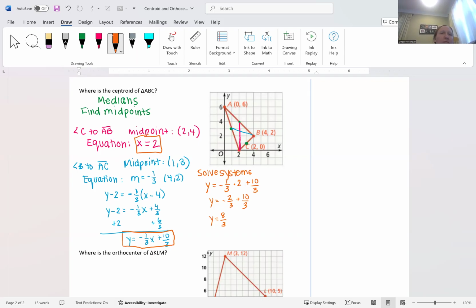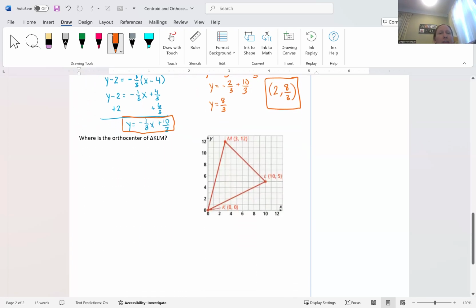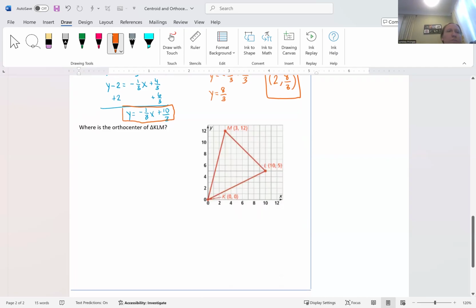So that means that our median, or sorry, our centroid, where those two medians intersect, the x was 2, so we know that, and the y is positive 8/3. That is our final answer for the centroid. Okay, and once again, centroid was medians, which meant we needed midpoints. Once we knew midpoints, we could write equations for 2 of the 3 medians, and then we are solving that system. The last one is orthocenter.